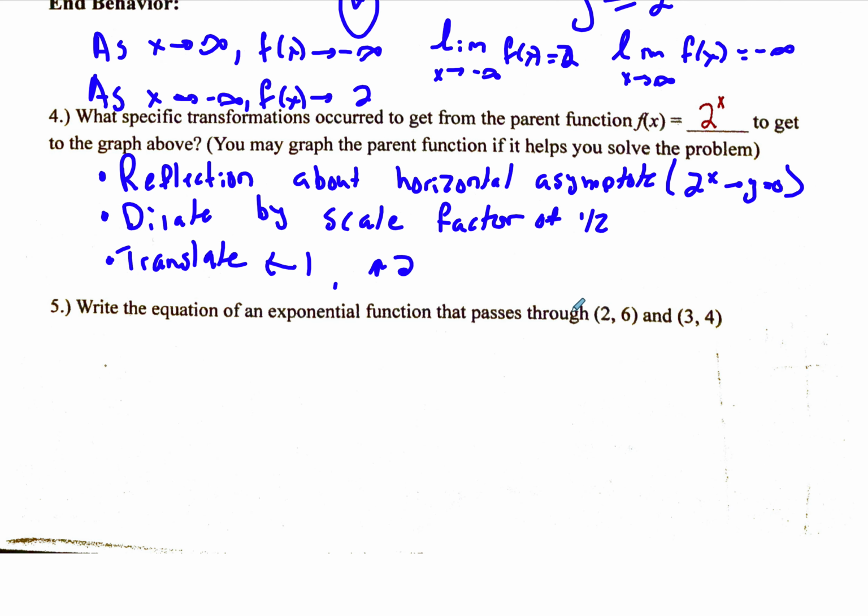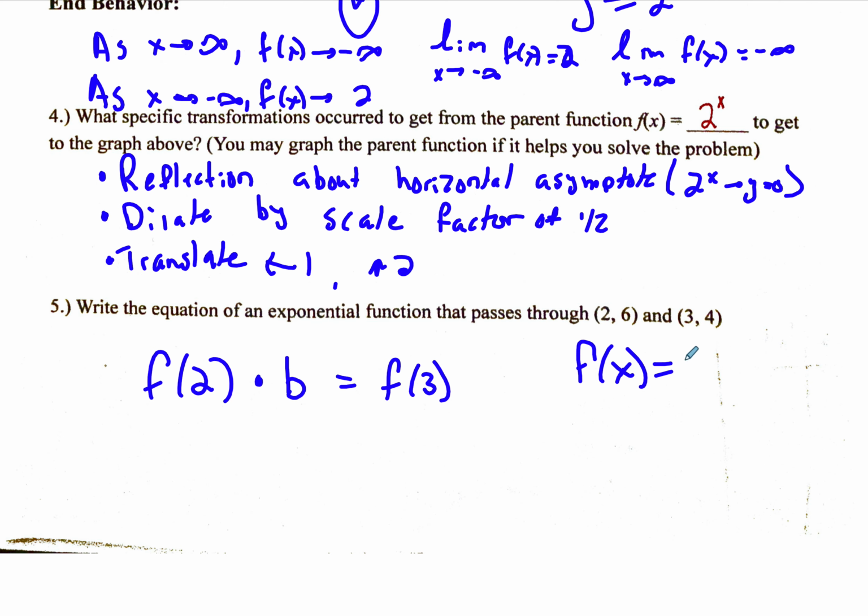Now, the main idea to do this is that you need to multiply. You have f of 2, and if you multiply it by b, you get f of 3, right? Because again, our idea is we want to write a function, f of x, and we're just looking for a times b to the power of x. We're not trying to do anything fancy, no h's, no k's. It's a times b to the x.